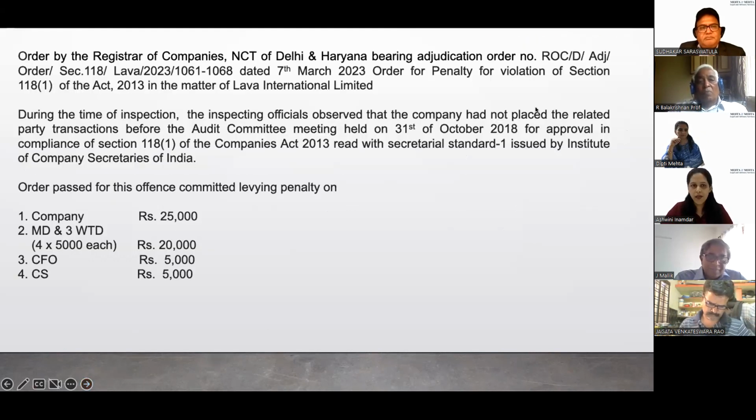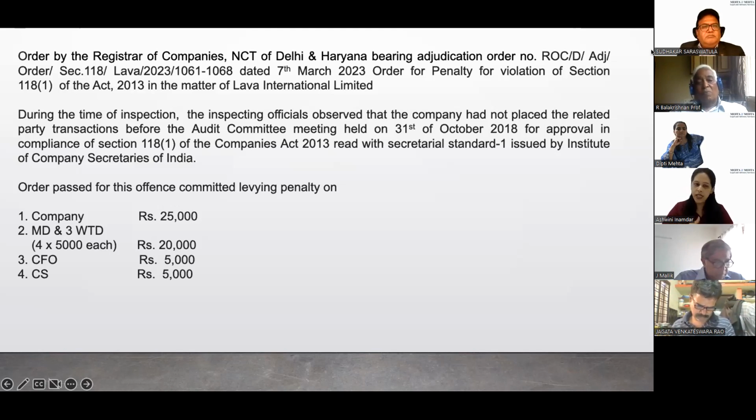And there is one more case by the ROC Delhi for violation of section 118 of the Act in the matter of Lava International Limited. During the time of inspection, the inspecting officials observed that the company had not placed the related party transactions before the audit committee for approval in compliance of Section 118, read with the secretarial standard issued by the Institute of Company Secretaries. So this is the order passed, and the company was penalized 25,000. Then the managing director and 3 whole-time directors were penalized.